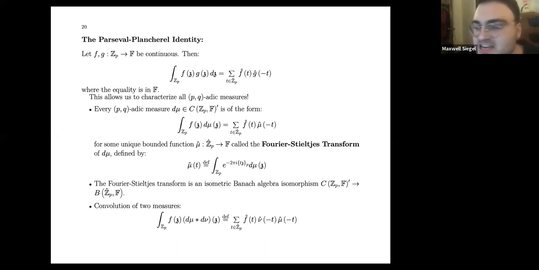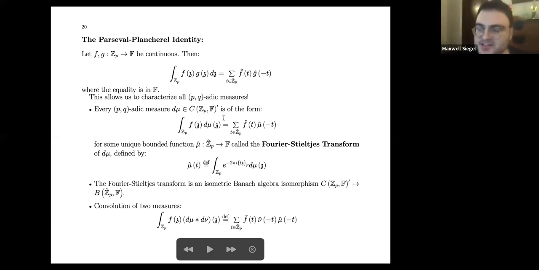This says that for two continuous p,q-adic functions f and g, the integral of the product fg is equal to the sum of the product of f hat of t and g hat of negative t, where both expressions are evaluated using the topology of F. The Parseval-Plancherel identity is incredibly important because it allows us to give a complete characterization of p,q-adic measures.